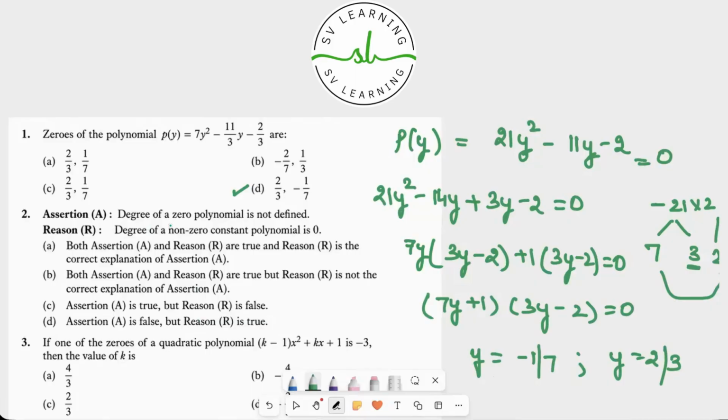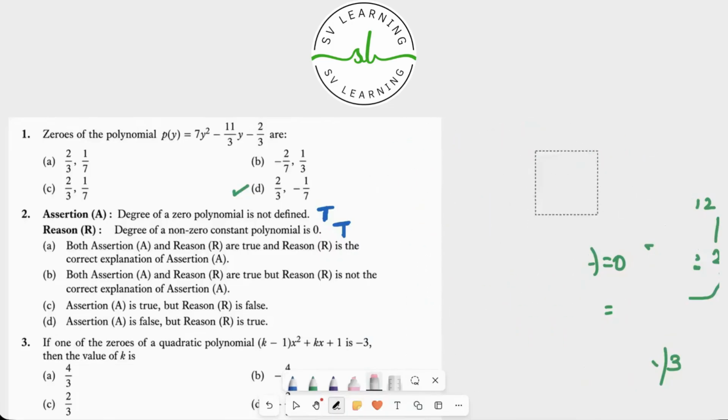So now moving on to the second one, which is assertion and reasoning. This came in 2025. Degree of a zero polynomial is not defined. So we know that, yes, this is a true statement. For zero polynomial, degree is not defined. Degree of a non-zero constant polynomial is 0. This is also true, but this doesn't reflect the reason of why the degree of a zero polynomial is not defined. So let us have a look at the question number 2 then.